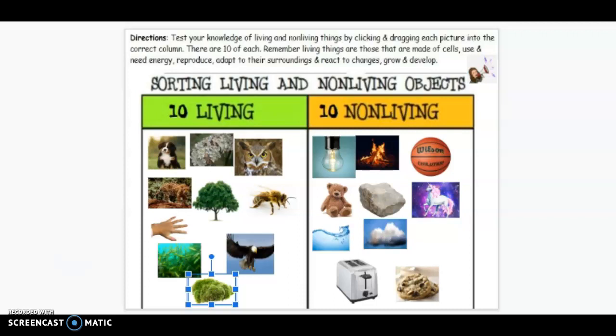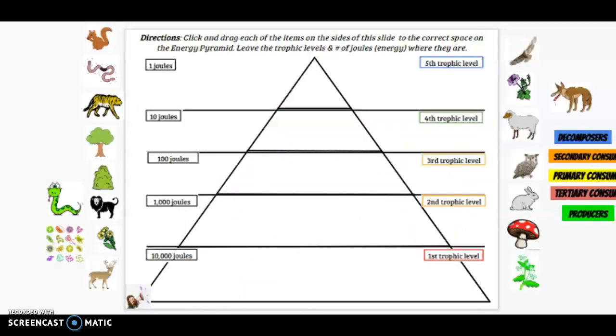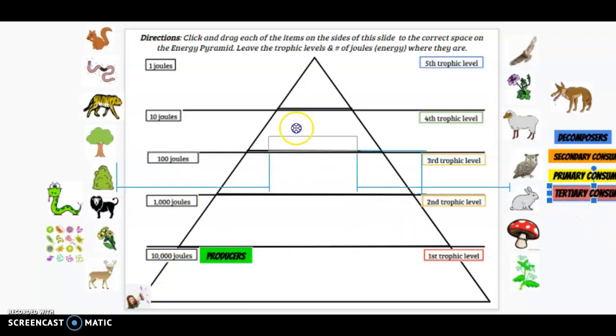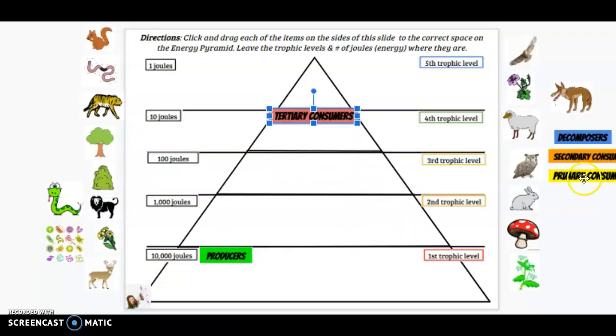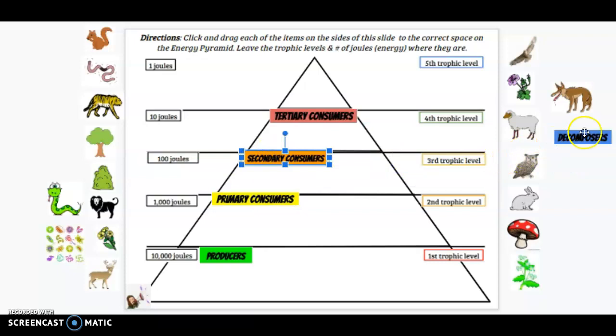You guys did good on that. The third slide was a little bit more challenging, and one of the things we saw was our labels getting mixed up. Primary, secondary, and tertiary just mean basically first, second, and third. So it's the first animal that eats something, the second animal that eats something, and the third animal that eats something. And the producers go on the bottom because they are the first trophic level.